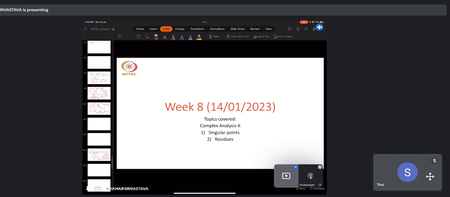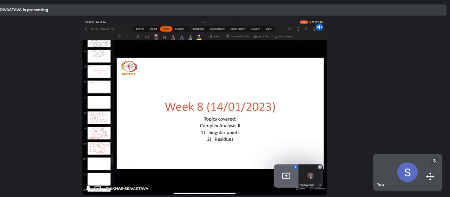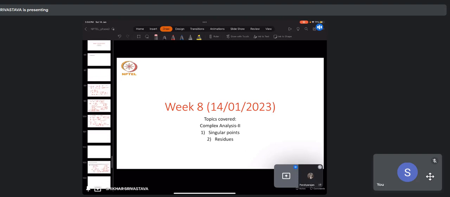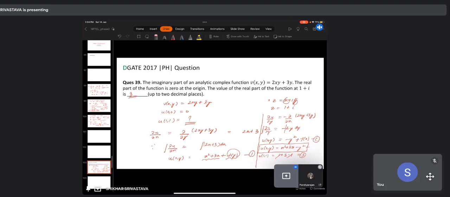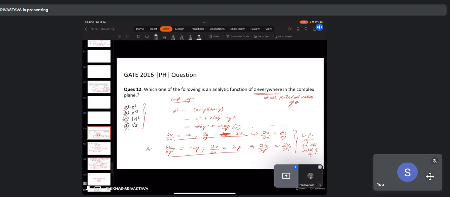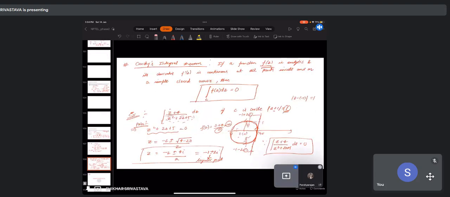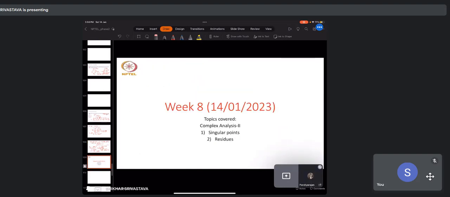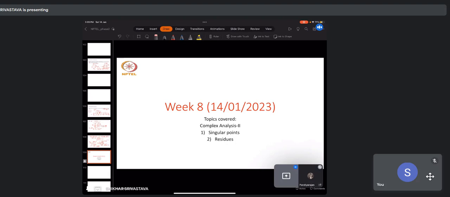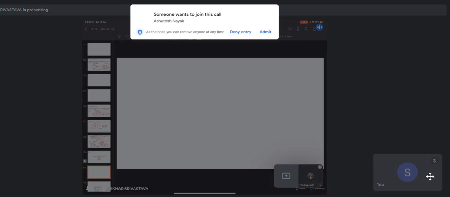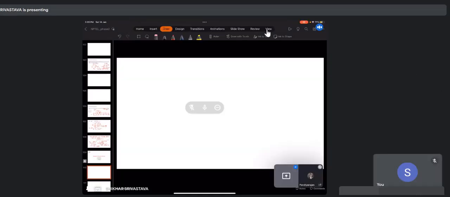Last class we started complex analysis, where we discussed some analytic functions and how you could go through the problems which come in GATE exams. We also went through the introduction of the Cauchy integral theorem. Now in this class, I'll be discussing another important aspect of complex analysis, which is finding poles and singularities. To start with, I will give a brief introduction, and then we'll solve a couple of questions from GATE exams.